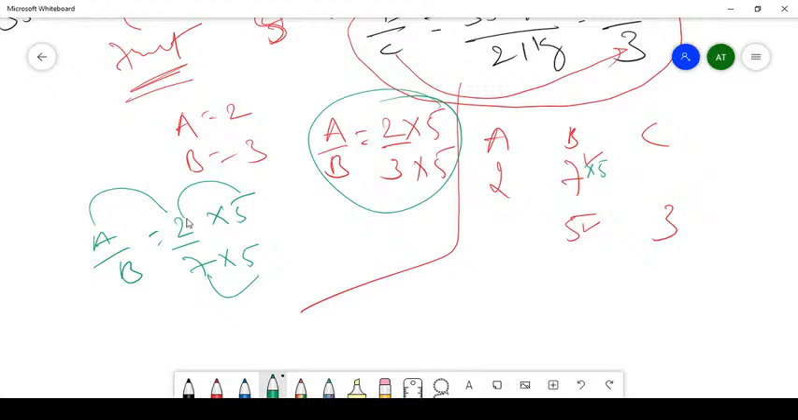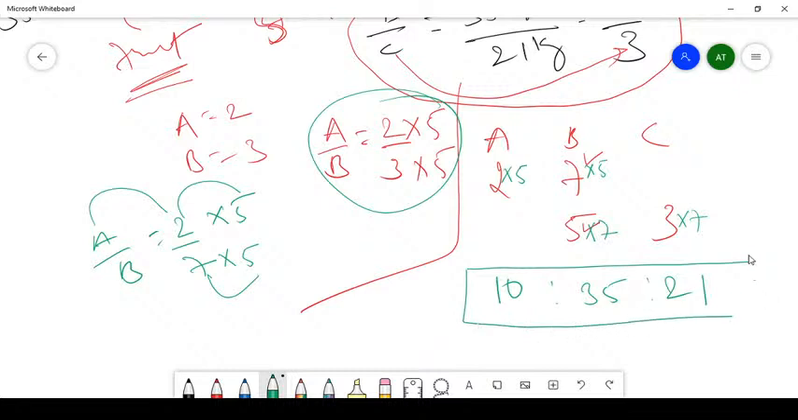It should be same, right? So if you multiply B with the 5, then you must multiply A with the 5. Again, B is 35, right? B is 35. Then if you multiply this B with the 7, then you must multiply C, that is the 3 unit, with the 7. Now A is 10, B is 35, and C is 21. That means the ratio between A, B, and C is 10 is to 35 is to 21.